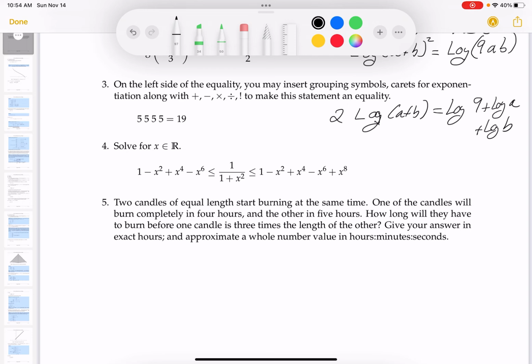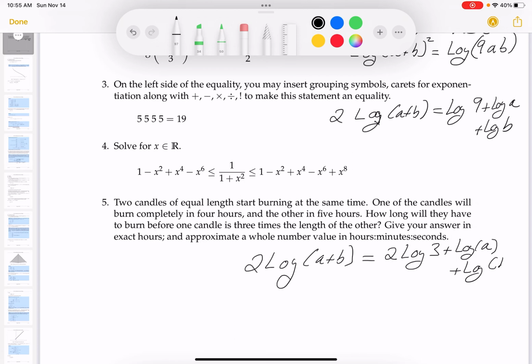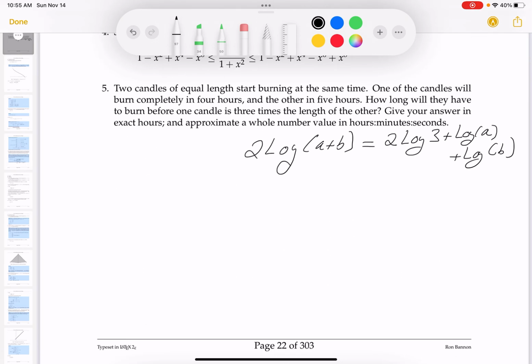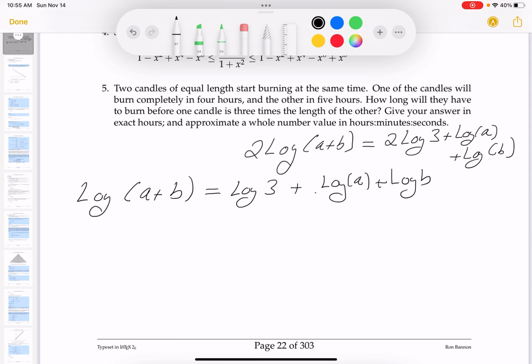Well, again, I don't know if I'm going to get it, but I'm seeing something now. What am I seeing? I'm seeing 2 log (A plus B) equals, well, log 9 is actually 2 log 3, plus log A plus log B. Well, I'm going to divide both sides by 2 now. What do you get? Log (A plus B) equals (log 3 plus log A plus log B) over 2.